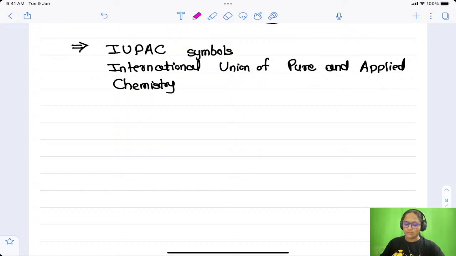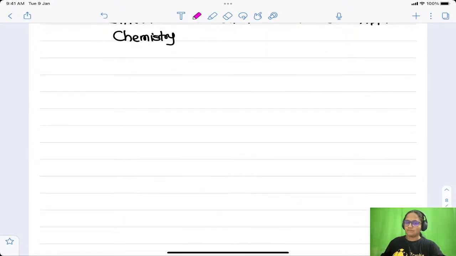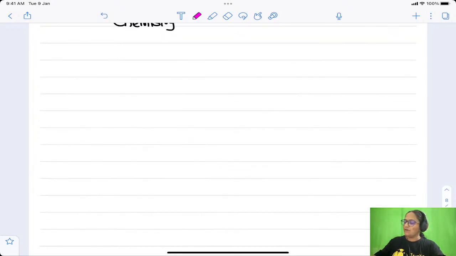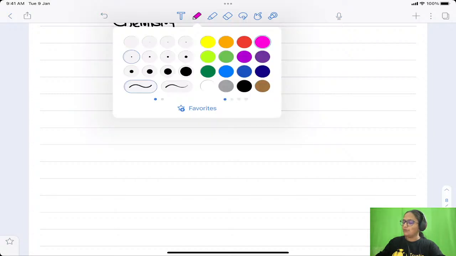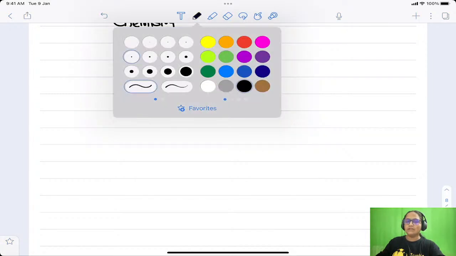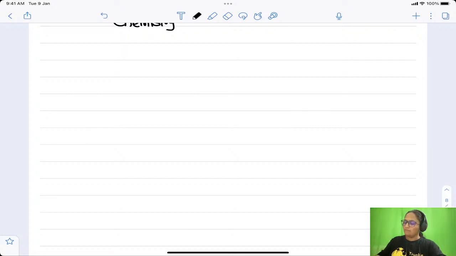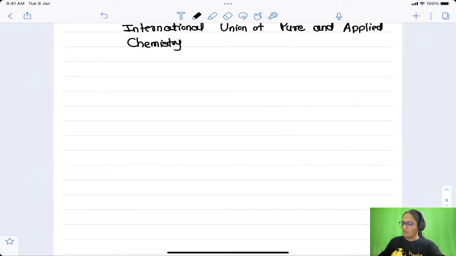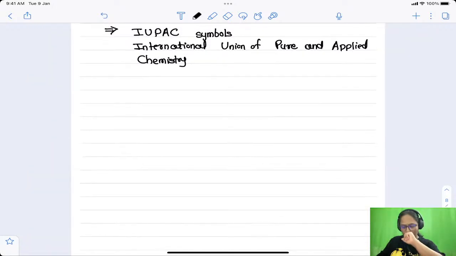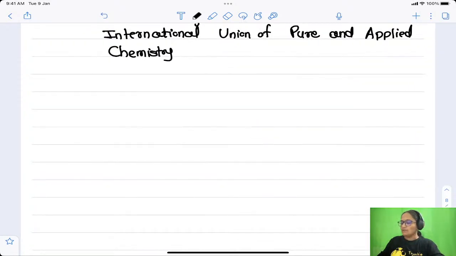Some symbols you should remember that I am just going to tell you. And apart from the symbols, this table which I am going to explain to you, you should remember all the things related to this table. These symbols are called IUPAC symbols.